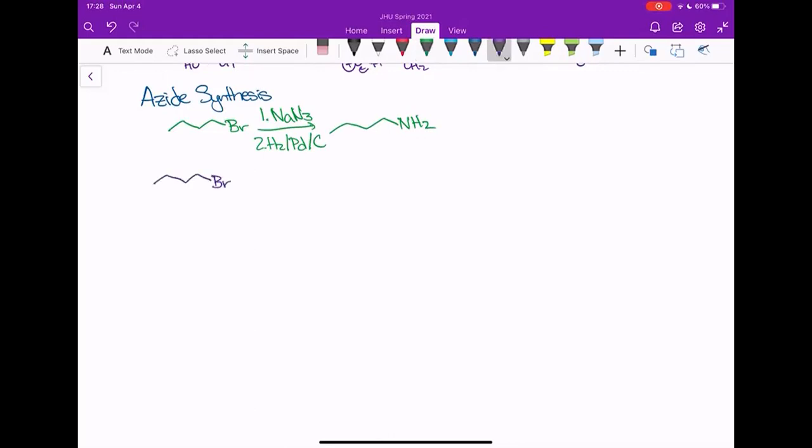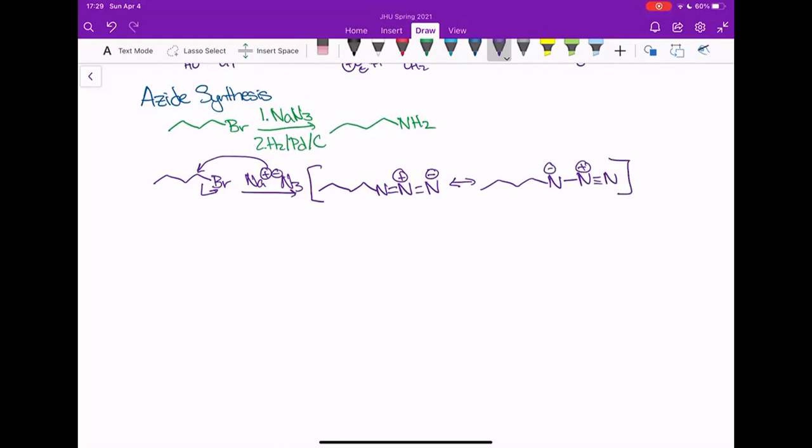So the mechanism for this one, we have your primary halogen. NaN3 is really just negatively charged nitrogen. So this will come in to attack that R group and then kick off the Br. And so you'll form this intermediate. N3 has a bunch of resonance structures, so this can also be drawn as this, which is just where the electrons right here swung over.